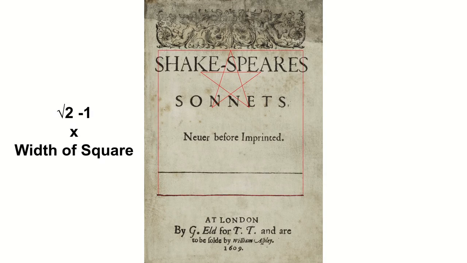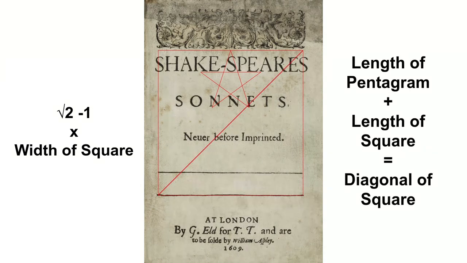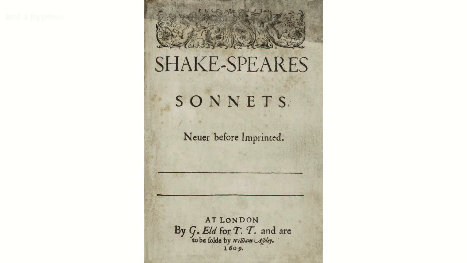It's root 2 minus 1 times the root of the square. Well, that actually means, in plain English, the length of the pentagram plus the length of the square equals the diagonal of the square. And that pentagram is drawn just by working that out, just by taking the length, and doing that, isn't it? So, like all the lines.